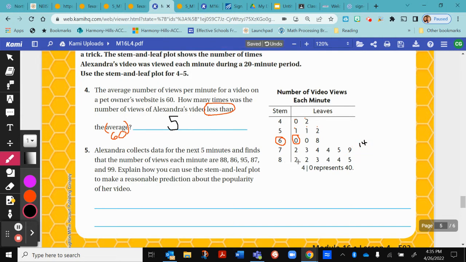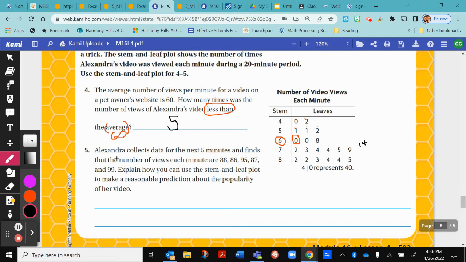Then 15 minutes went by, 82 views. 16 minutes went by, 82 views. So nobody saw it for another minute. Then 17 minutes went by and it was 83 views. 18 minutes went by and they had 84. 19 minutes went by and it was 84. And 20 minutes went by and they had 85 views.